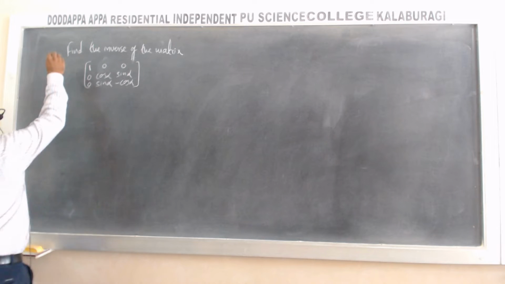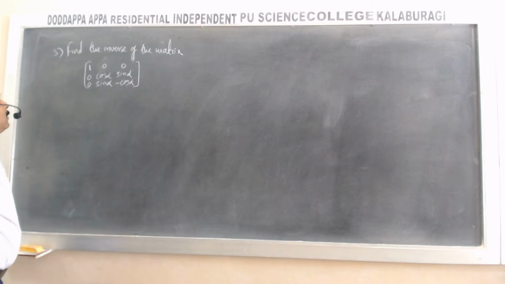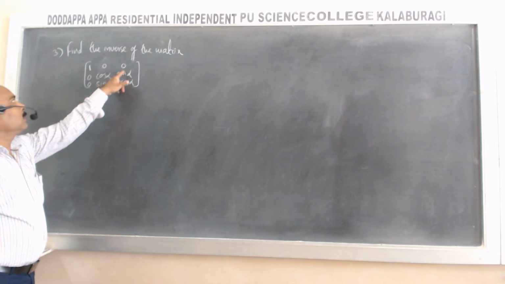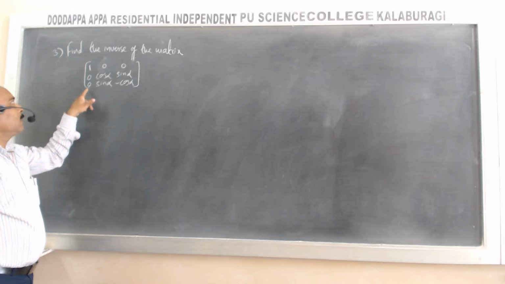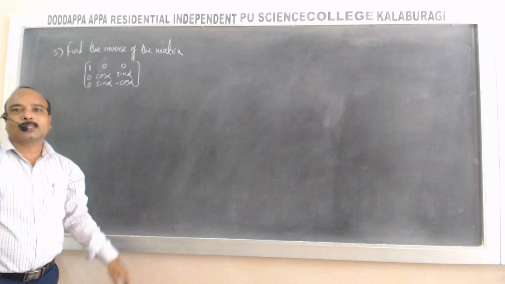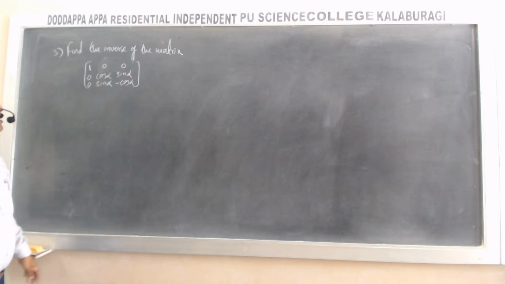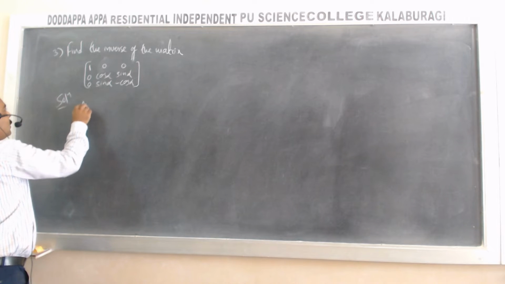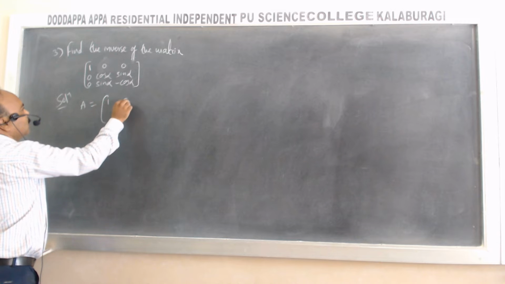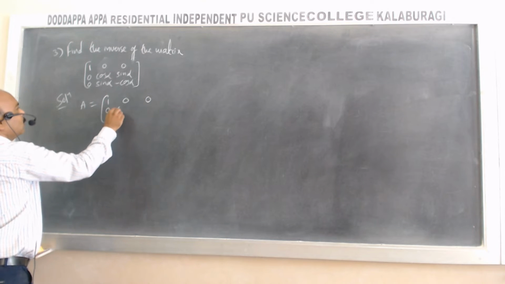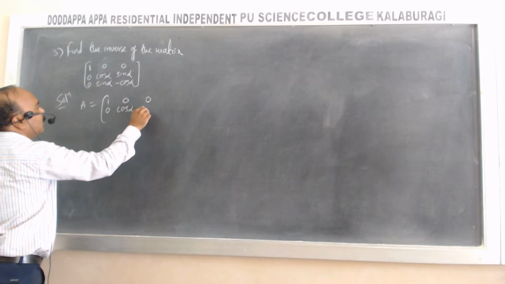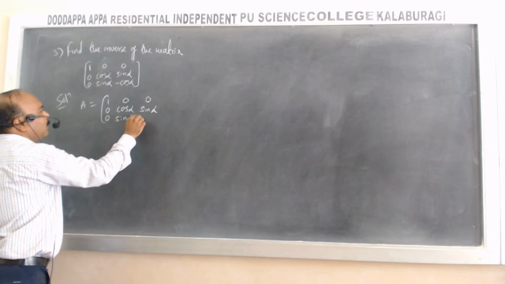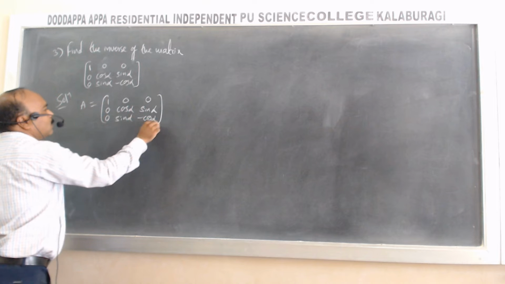Example, find the inverse of the square matrix whose elements are 1 0 0, 0 cos alpha sin alpha, 0 sin alpha minus cos alpha. We find the inverse of this matrix. First we take this matrix as A equal to 1 0 0, 0 cos alpha sin alpha, third row is 0 sin alpha minus cos alpha.